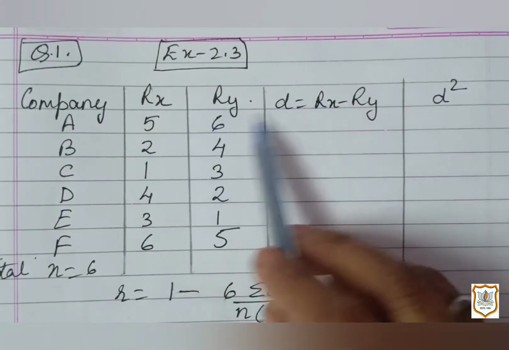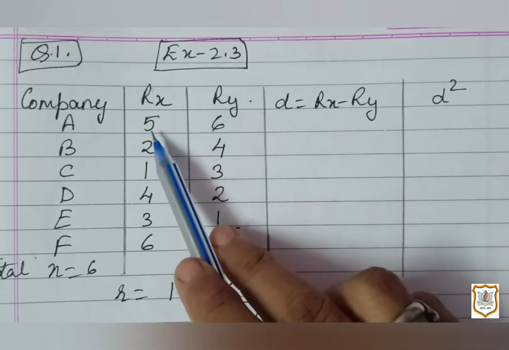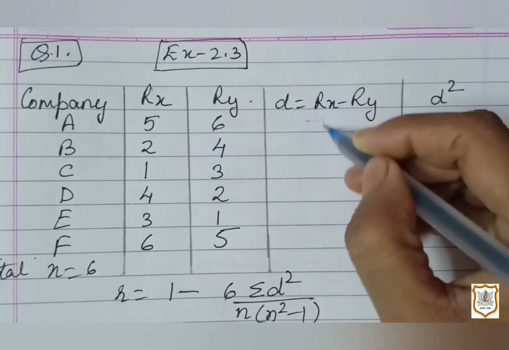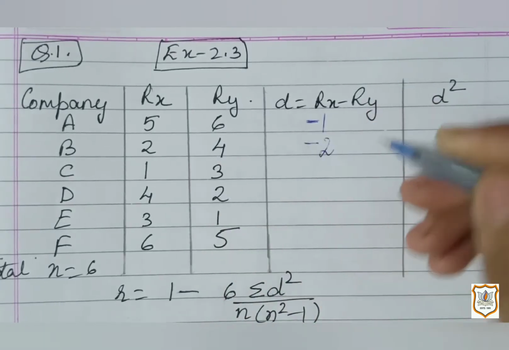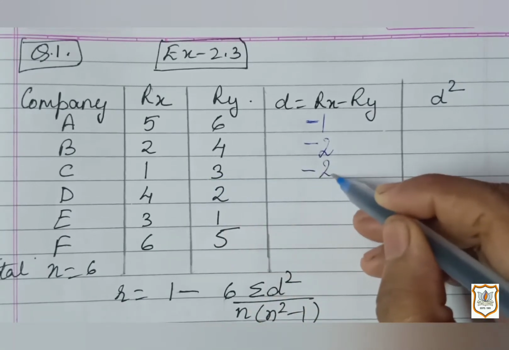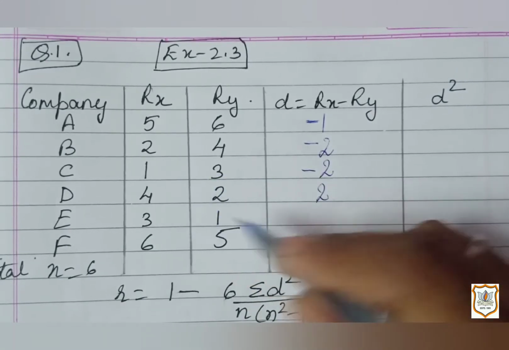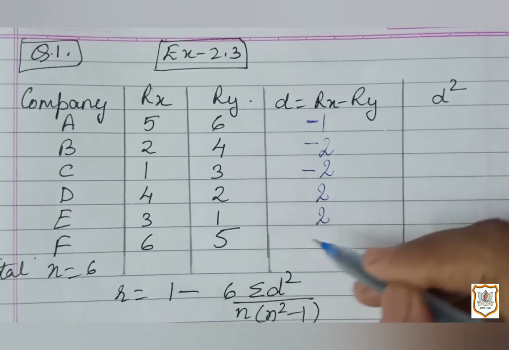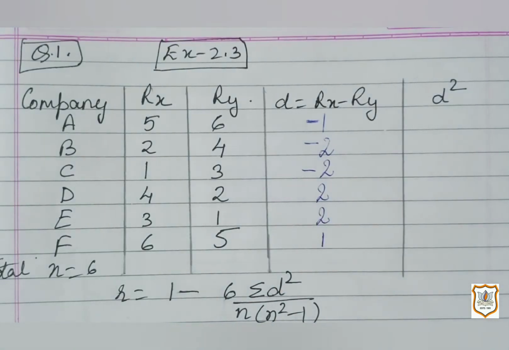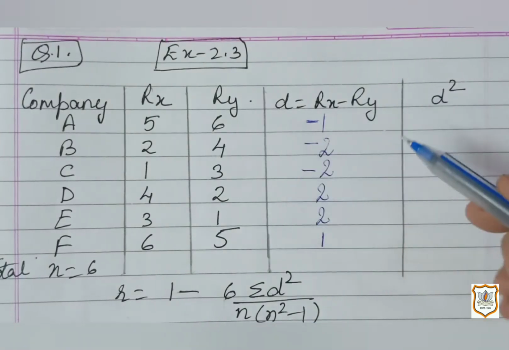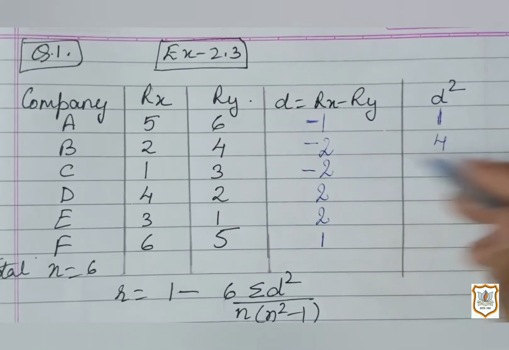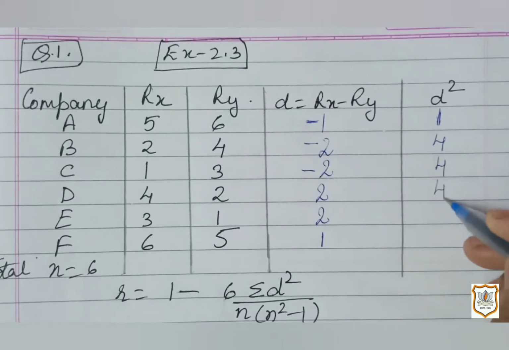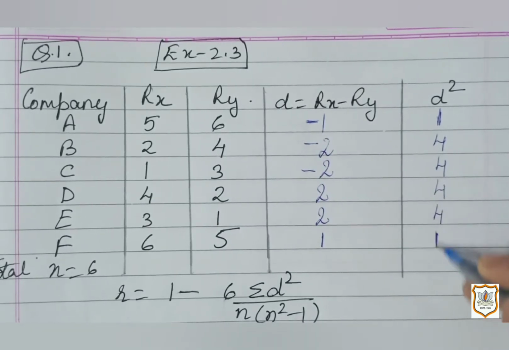Now the difference between Rx and Ry: 5 minus 6 is minus 1, 2 minus 4 is minus 2, 1 minus 3 is minus 2, 4 minus 2 is 2, 3 minus 1 is 2, and 6 minus 5 is 1. The next step is to take the square of d. So minus 1 square is 1, 2 square is 4, 2 square is 4, 2 square is 4, 2 square is 4 and 1 square is 1.